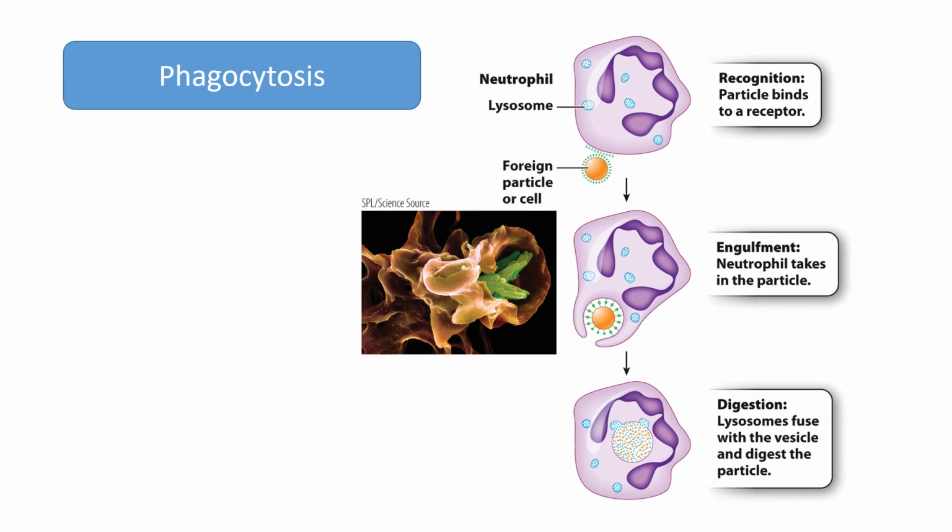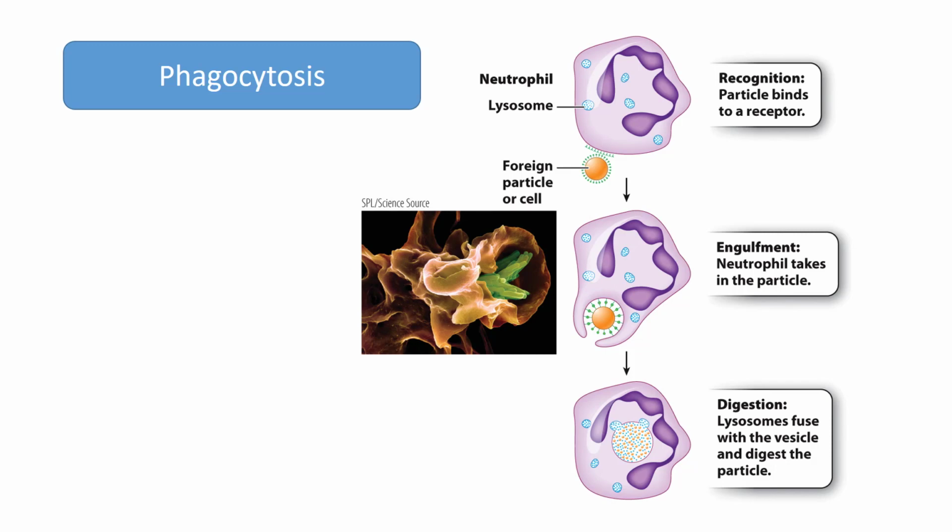Phagocytes are immune cells that engulf and destroy foreign cells or particles. The engulfing of a cell or particle by another cell is called phagocytosis. In this process, a phagocyte, in this case a type of white blood cell called a neutrophil, encounters a cell or particle that it recognizes as foreign and binds to it.